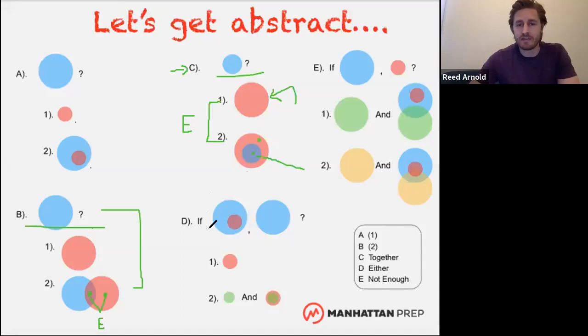D says, if red circles fit in blue circles, am I in a blue circle? Well, statement one tells me I'm in a red circle. I'm told that red circles are part of blue circles. And so if I'm in a red circle, I must be in the blue circle. So that would be sufficient. Statement two says I'm in a green circle and green circles are in the red circles. So if I'm in a green circle, then I'm in a red circle. And if I'm in a red circle, I'm in a blue circle. So the answer here would be D. In either situation, I know I'm in a blue circle.